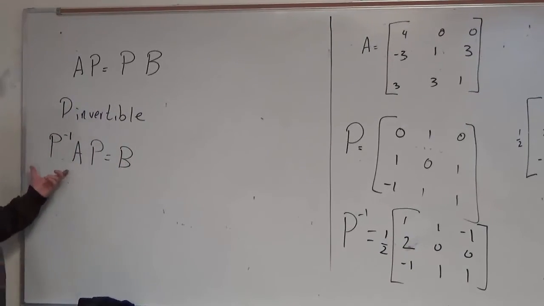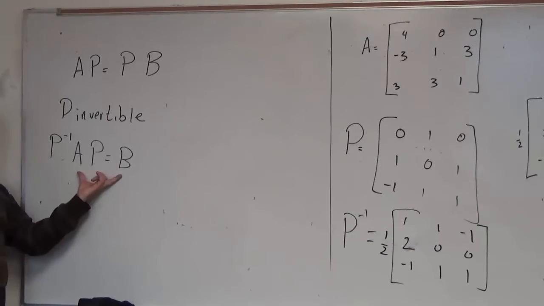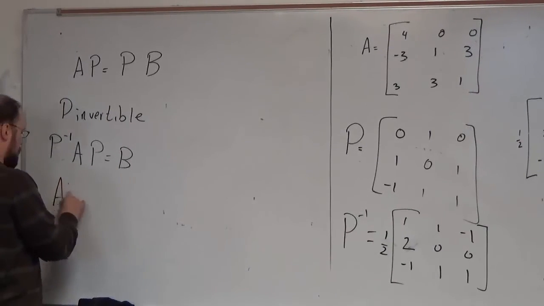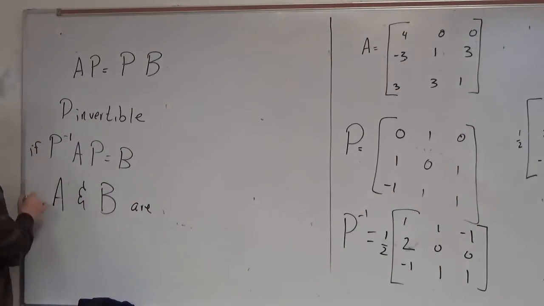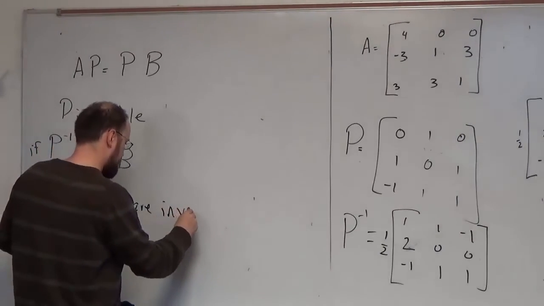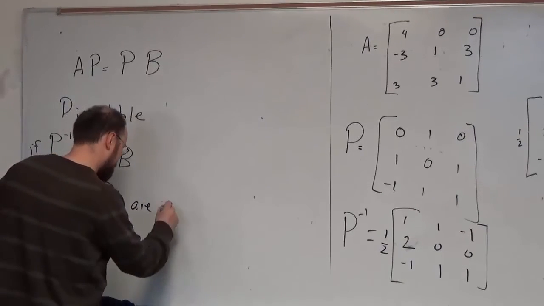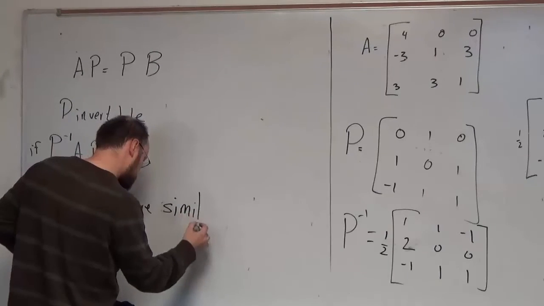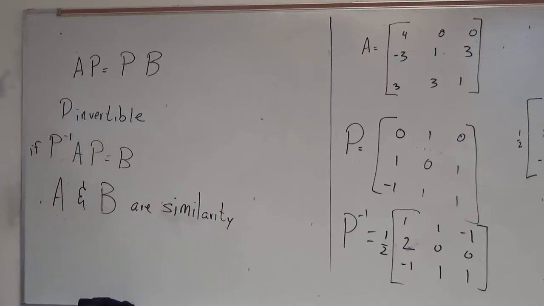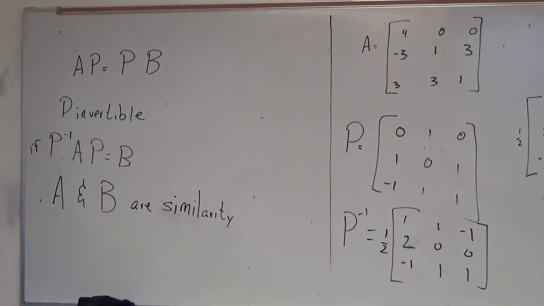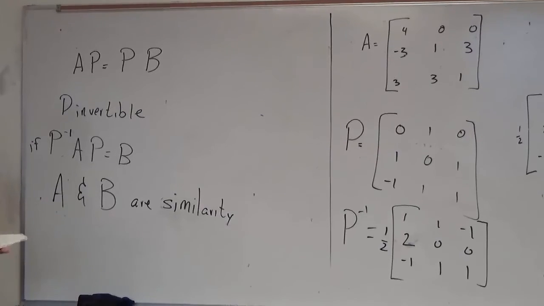And if you can find an invertible matrix such that this is true, what do we say about A and B? A and B are then called similar matrices. So if we can find an invertible matrix such that this is true, then we say that A and B are similar. It's the similarity relation. And you want to be aware of this, especially because it makes one of the homeworks really easy. I forget which number, but it's the question of, are these two matrices similar?